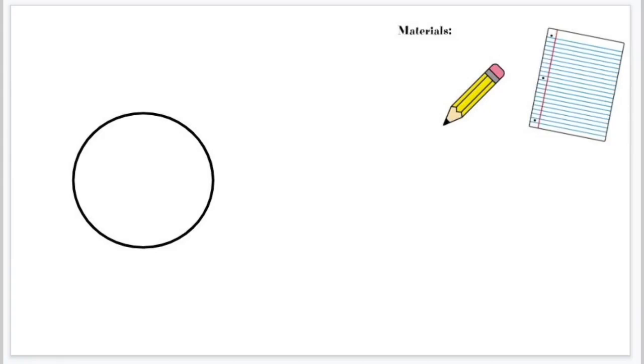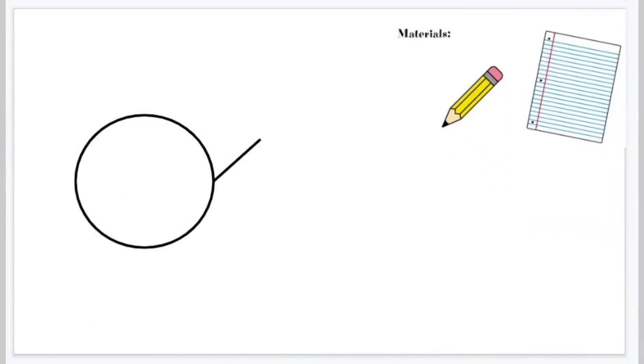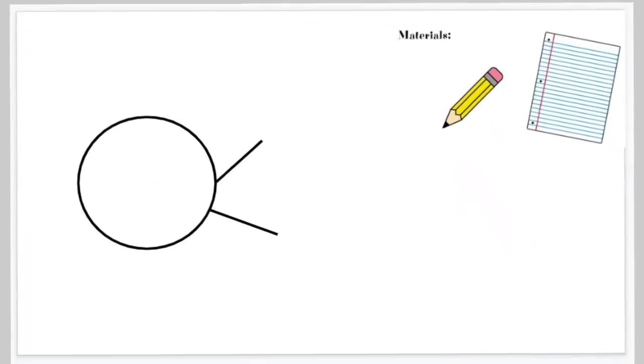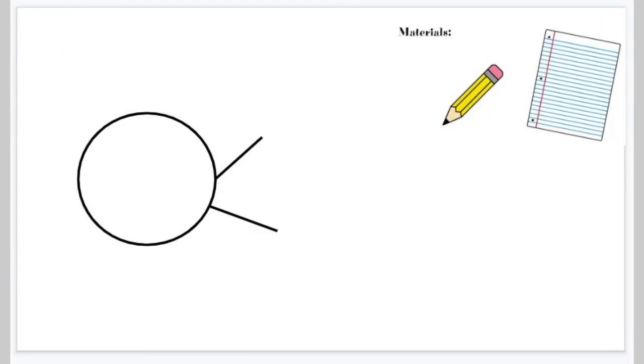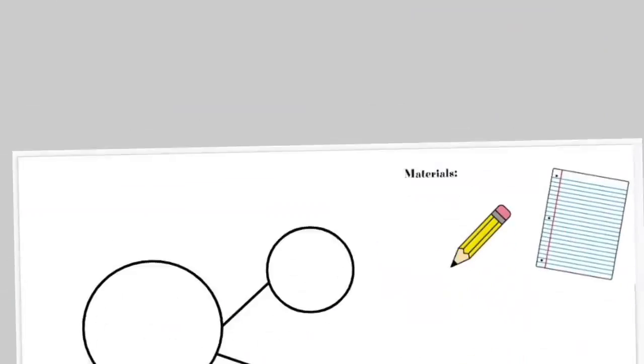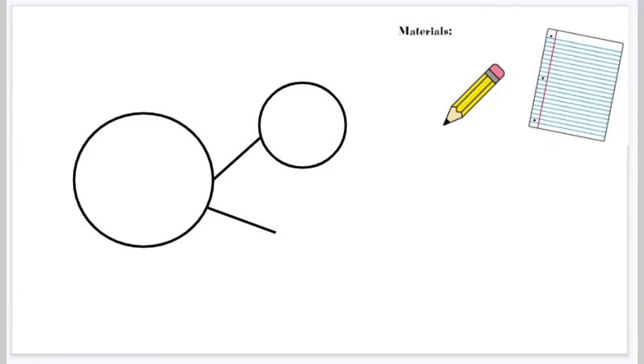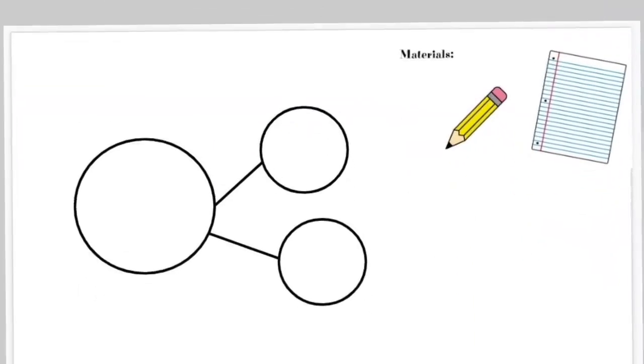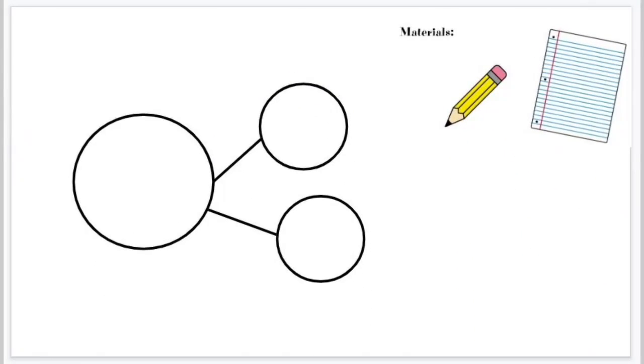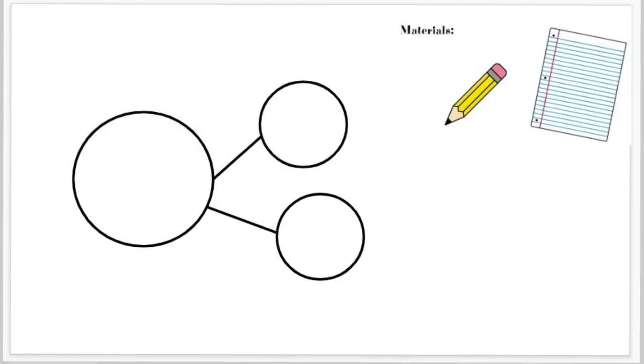Let's draw another number bond. Go ahead and draw your circle, your big circle for your whole amount. If you need to pause and press play when you're ready. Draw your line out for the first part and your next line out for the second part, and then we're ready to draw the circle for our parts. Very good. Okay, when you're ready, we will move on.